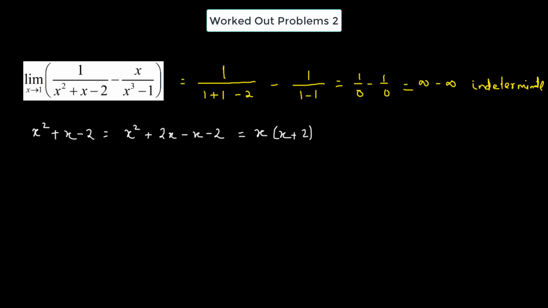So we have taken x as the common factor from the first term and the second term, and then we are going to take negative 1 as the common factor from the third and the fourth term.